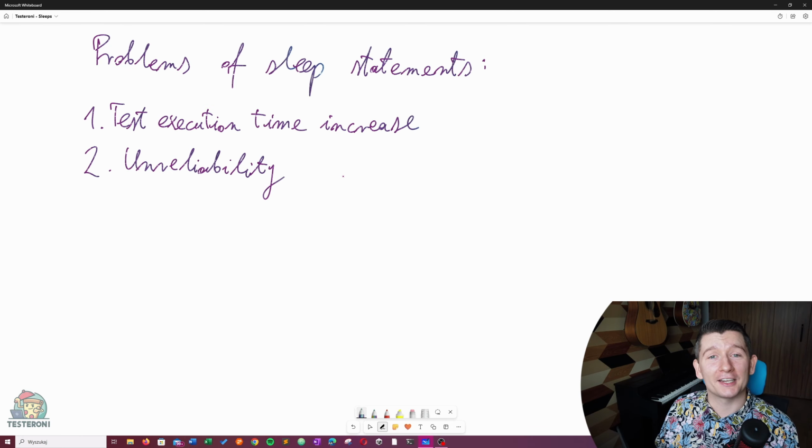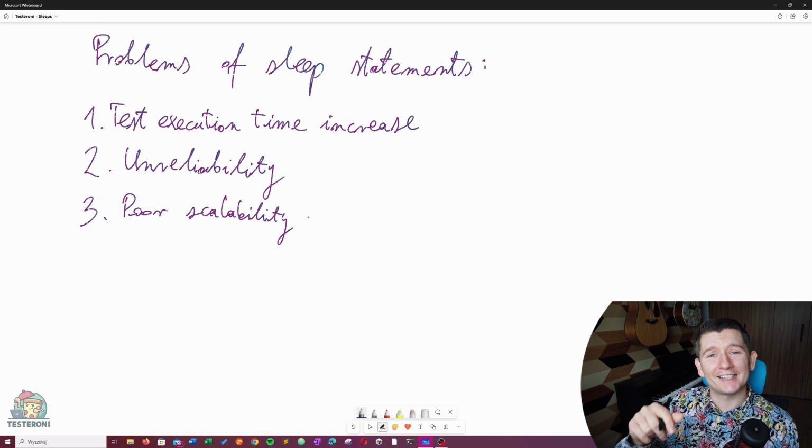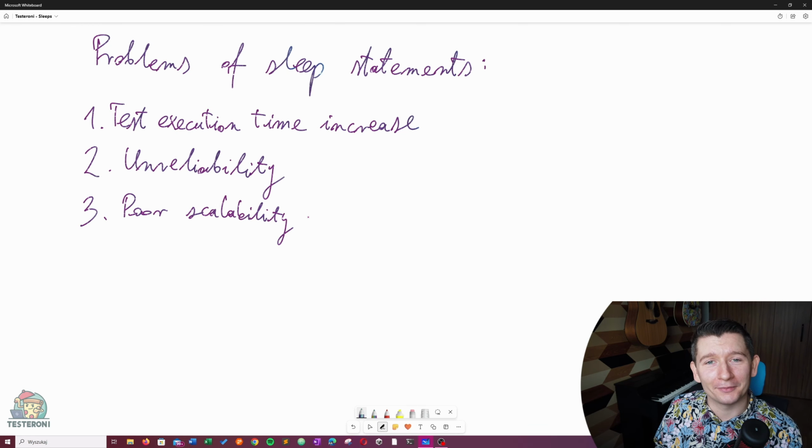But like I said, it creates unreliability from both directions. Number 3 is going to be poor scalability. So like I said, the sleep statements do scale, but they scale in the wrong direction. So it's not much of an advantage on your side.